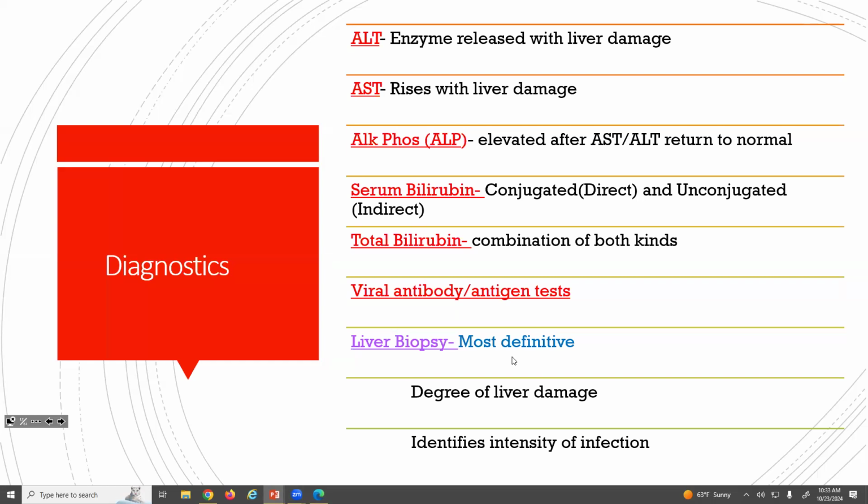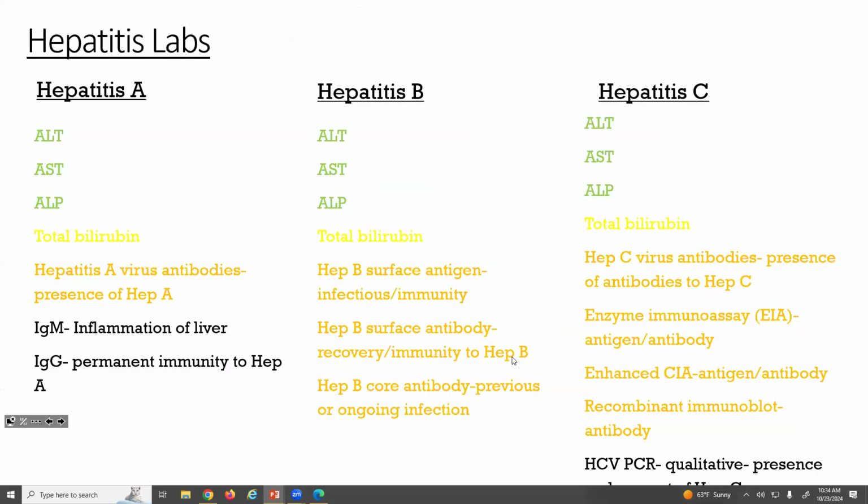The liver biopsy is really good at telling the degree of the liver damage. Okay, so how damaged is the liver itself? And the intensity of the infection. So how much of the viral load do we actually have? Okay. So here's a good breakdown between A, B, and C. Those are the ones we really want you to focus on.